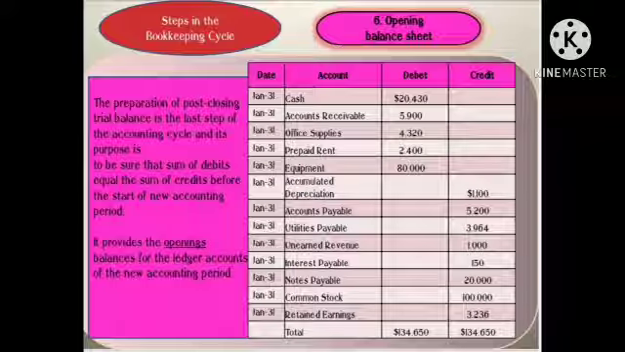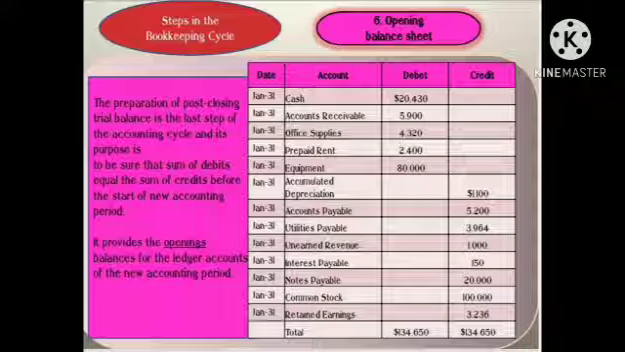Okay, the next slide: opening balance sheet. The preparation of the post-closing trial balance is the last step of the accounting cycle, and its purpose is to be sure that the sum of debits equals the sum of credits before the start of a new accounting period. It provides the opening balance of the ledger accounts of the new accounting period.